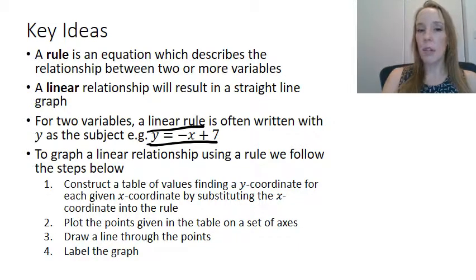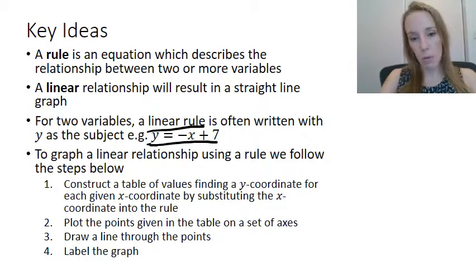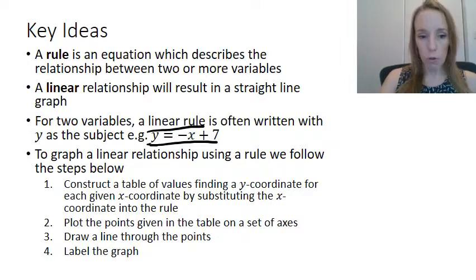The second thing we do after we've done up that table of values is we plot the given points from the table onto a set of axes, so onto our Cartesian plane. So then we'll have all the points plotted on. We then get our ruler and we join them up and construct a line, and the last thing we do is we actually label that.